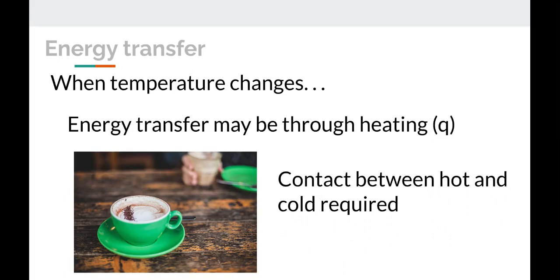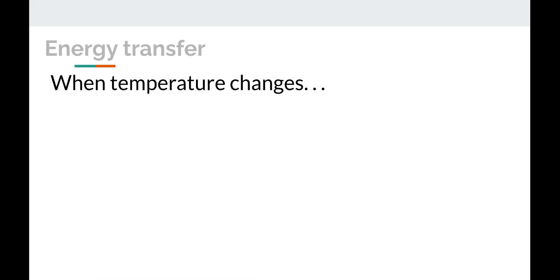So in this example that we see here, the coffee is warming up the air by direct contact, but it's also warming up the coffee cup, which is warming up the air indirectly. So the contact doesn't have to be a direct contact. Lots of people will use the word heat, and what they really mean is the quantity of energy transferred through heating, through the heating mechanism.